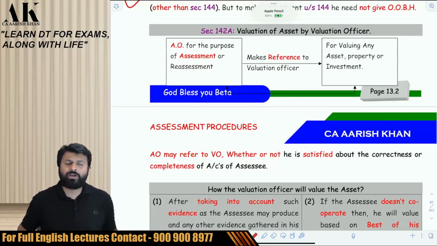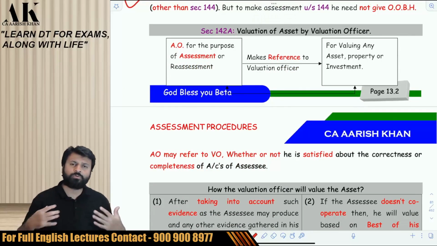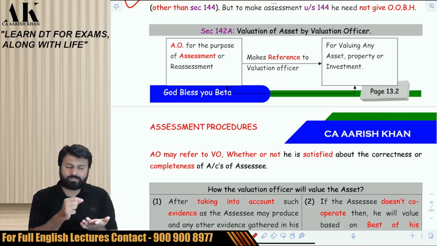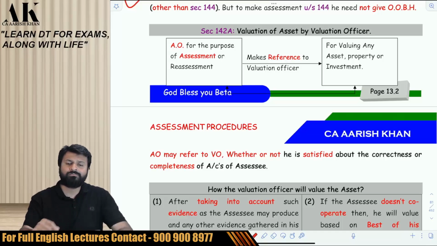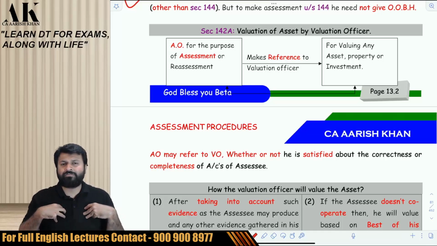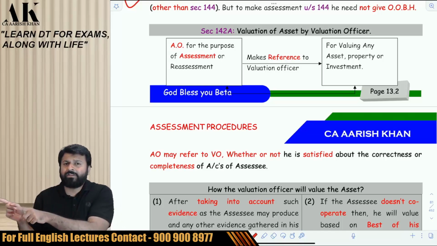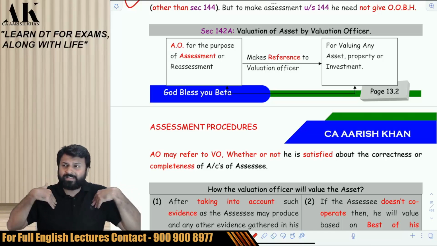That is 142A, valuation officer, reference to valuation officer. Suppose I am an assessing officer doing an assessment, and I am finding it difficult to value certain assets, certain investments, certain stock. I am finding it difficult to get the fair market value. So the government has given the assessing officer a power that he can make a reference to the valuation officer, whether or not he doubts the correctness of the books of accounts.